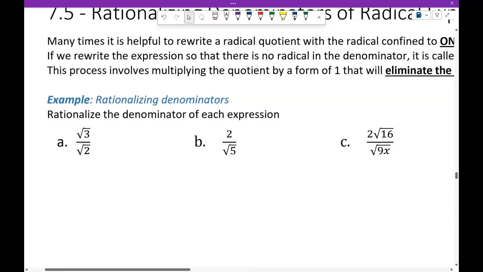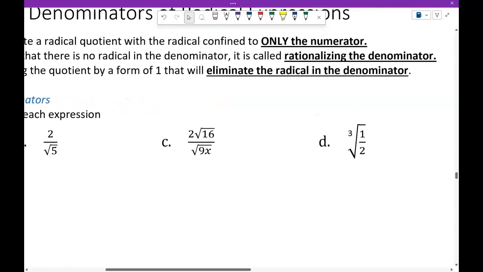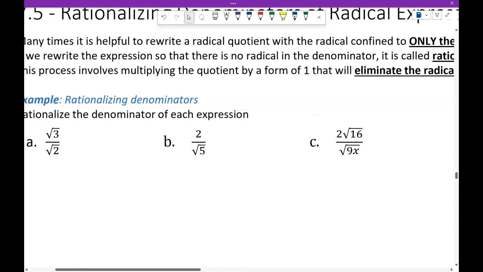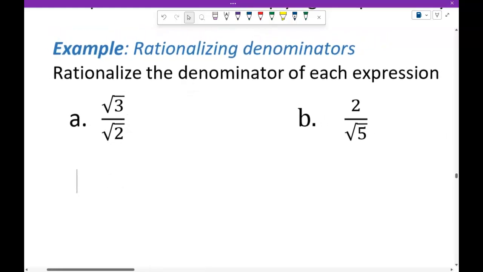This process always involves multiplying by some quotient in the form of 1 that allows us to eliminate the radical. And usually that idea is done by taking the radical expression in the denominator and considering what radical can I multiply it by, so that I end up getting something I can take the root of. And then whatever I multiply on the bottom, I'll end up multiplying on the top.